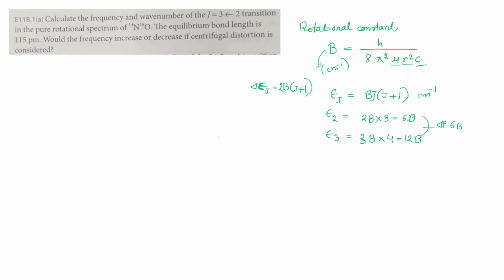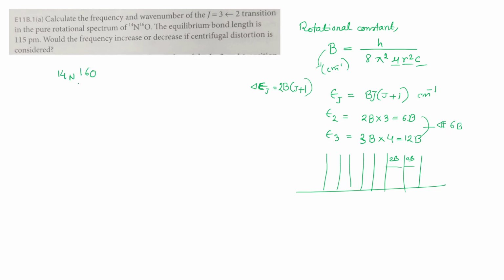And what we learned is the gap between individual rotational spectral lines. Under the assumption of a rigid rotor, the gap will be the same, 2B, right? This is the case. Now let us come back to this question and try to solve this problem. The question says to calculate the frequency and wave number for this transition for a pure rotational spectrum of 14N 16O.